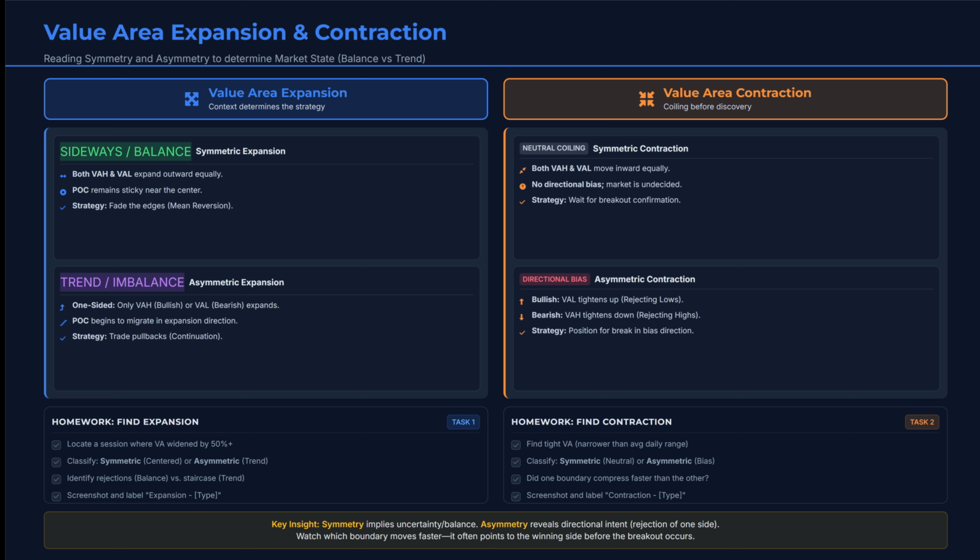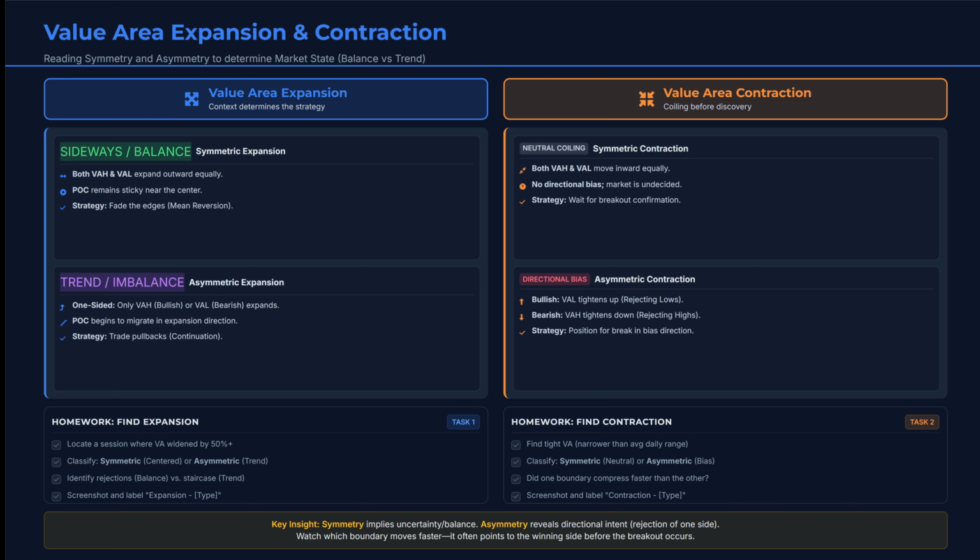Slide 28. Value Area Expansion and Contraction, Part 4 of 4. Homework Task 2. Find a contraction example. Your second homework task is to locate a real example of value area contraction from your charts and classify it as symmetric or asymmetric. Here's your 4-step checklist. Step 1. Find a tight value area that's narrower than the average daily range. Use your historical data to compare. If typical sessions show 15 to 20-point value areas, look for sessions with 8 to 12-point value areas or less.